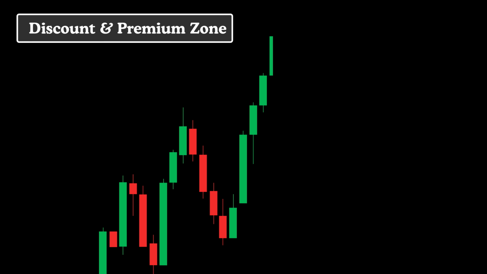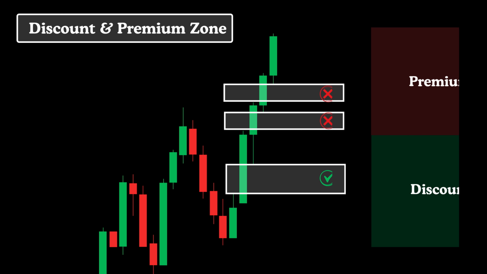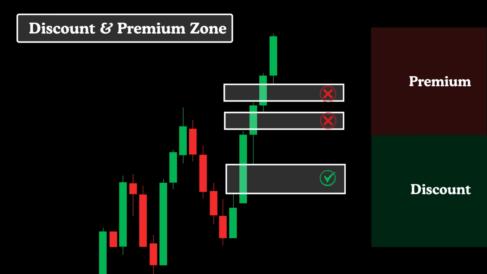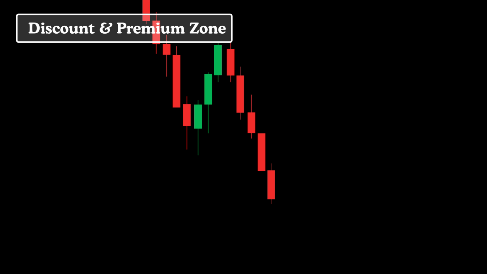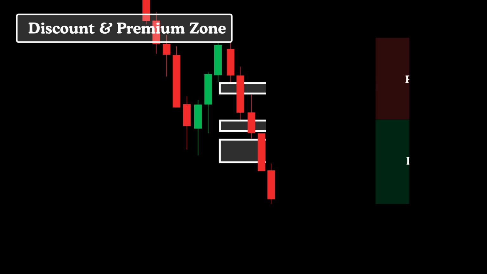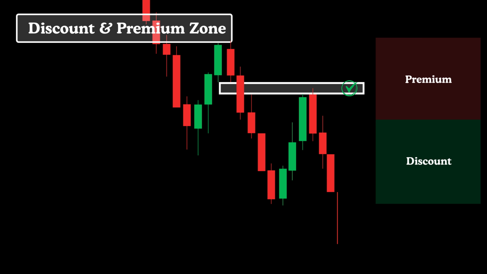Third, discount and premium zones. Where the fair value gap appears is critical. Not all fair value gaps carry equal weight. If the market is bullish, prioritize fair value gaps formed inside the discount zone. These are strong buying levels. And in a bearish market, prioritize fair value gaps located inside the premium zone. These are ideal areas for short setups. Fair value gaps created at extreme market points have a higher probability, where your risk to reward becomes optimal.